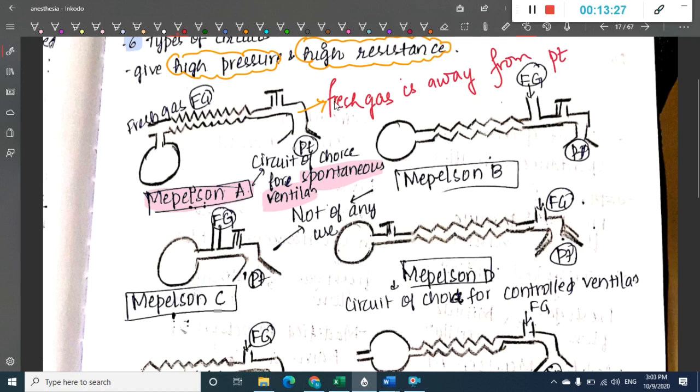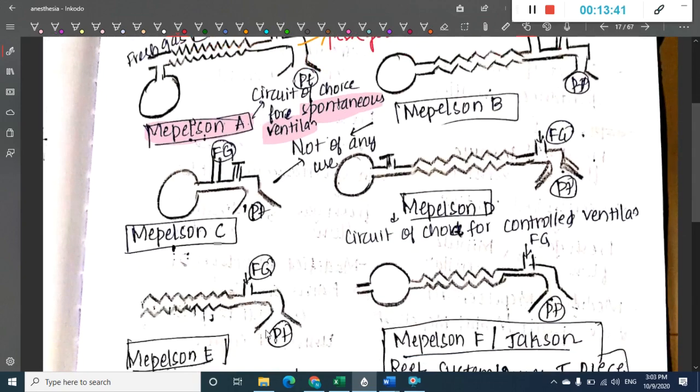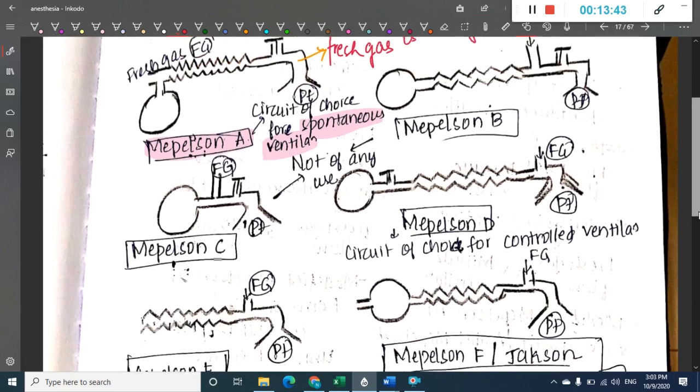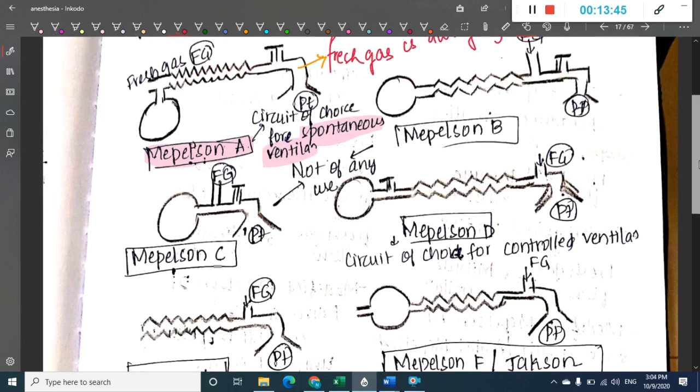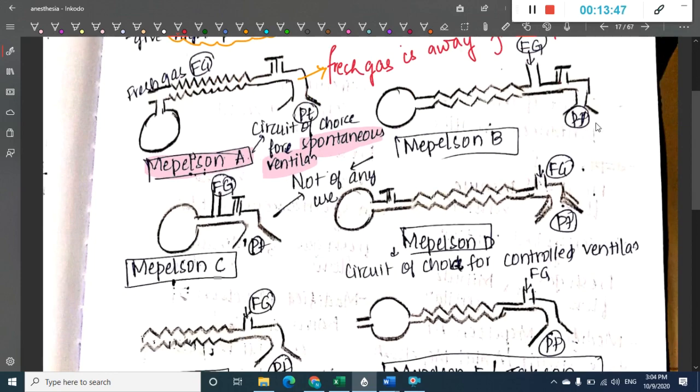That is the only important thing which you have to know in this circuit. This fresh gas is away from the patient. The patient is here and fresh gas is here. That is Mapleson A. Mapleson B and Mapleson D and Mapleson E, and Mapleson F, all the other Maplesons if you see, in all the others the fresh gas flow is towards the patient.